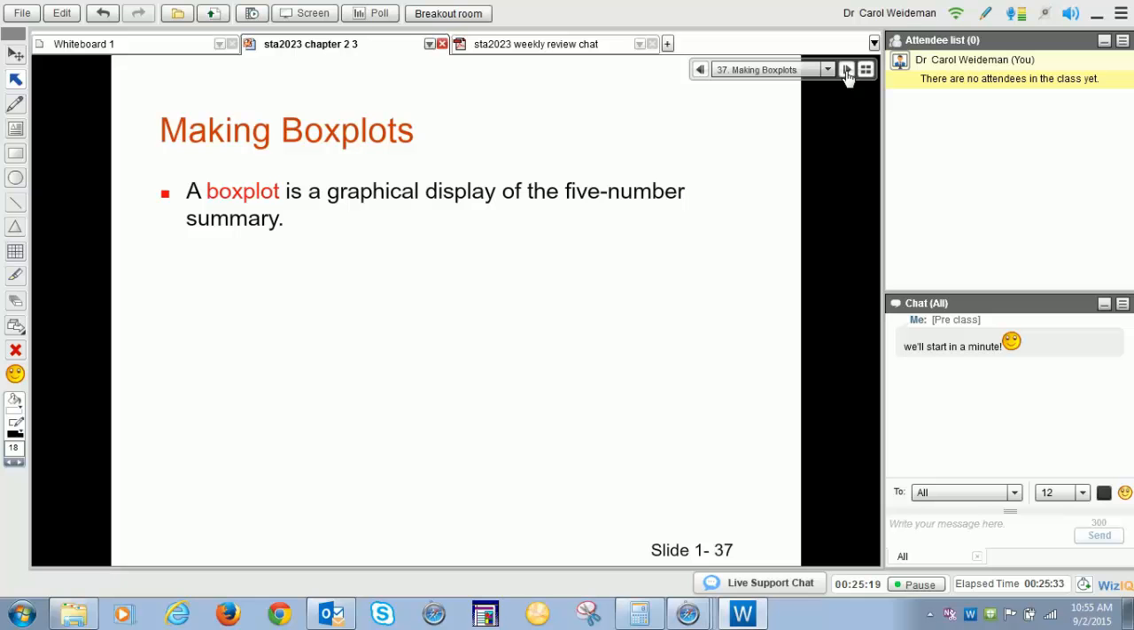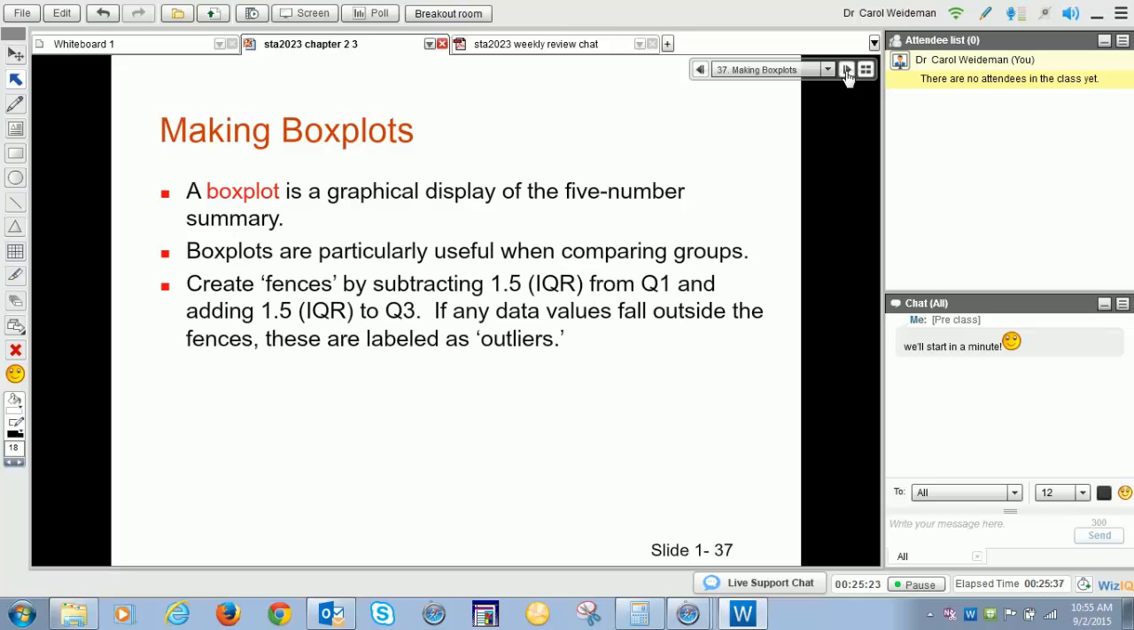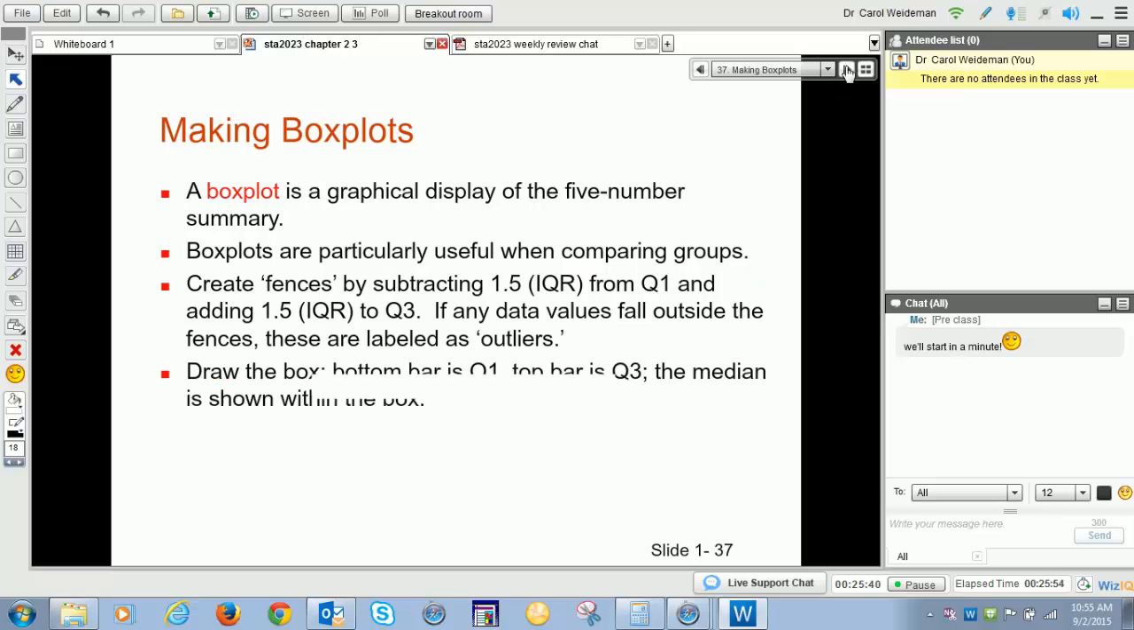So we can use that 5-number summary to make a box plot. And these are particularly effective to compare groups. So you're going to create fences by subtracting 1.5 times the IQR from Q1 and adding 1.5 times the IQR to Q3. And these are called your fences. If any data values lie outside of these, they're labeled as outliers.